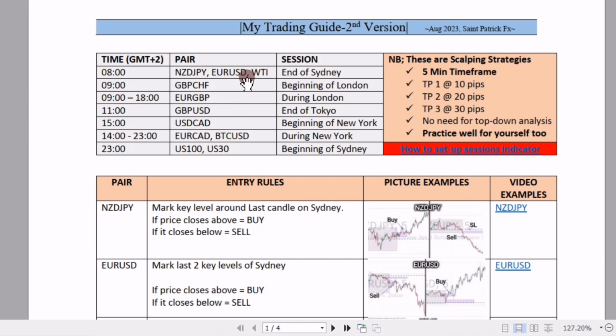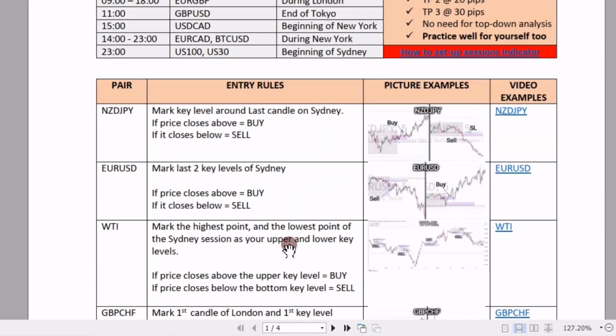Now the second thing is the strategy. You cannot have one strategy for everything, because the pairs move differently. So this gives you the strategy. For example, just the WTI that we made an example on. Let's go there. You mark the highest point and the lowest point of the Sydney session as your upper and lower key levels. If you don't understand this explanation, you just click right here.